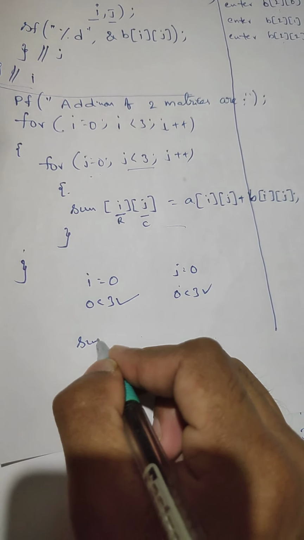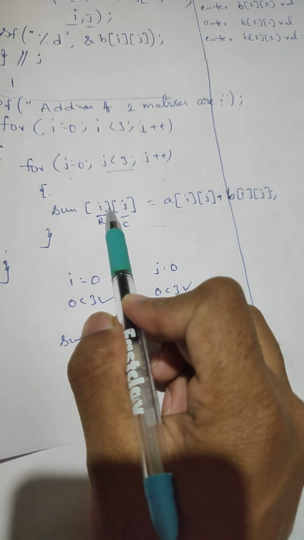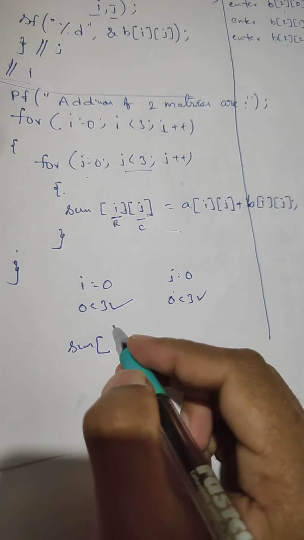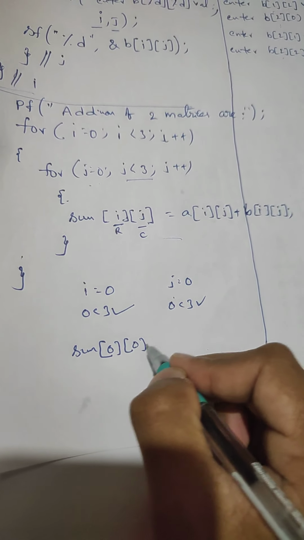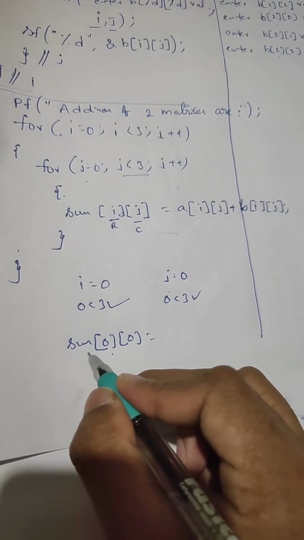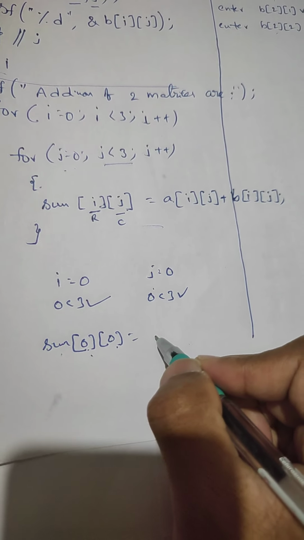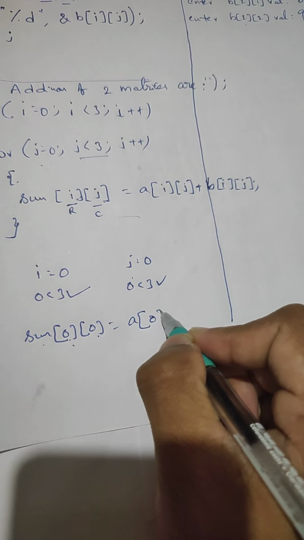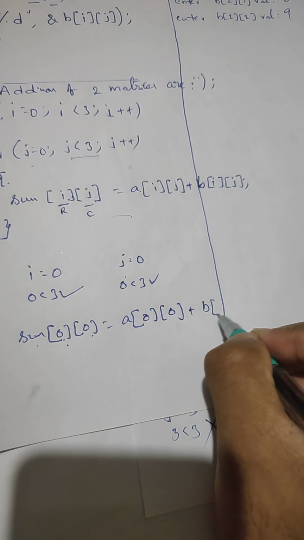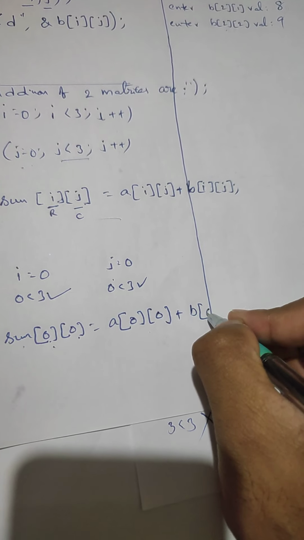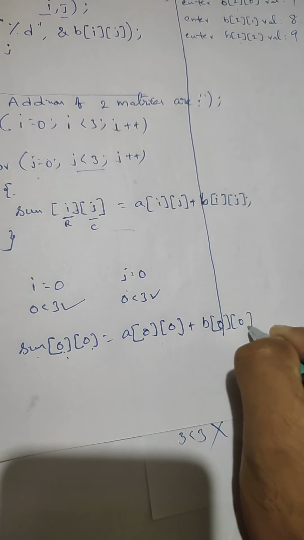So in that case, sum of i, where i belongs to rows and j belongs to columns. What is the value of i? 0. And what is the value of j? 0. So this is the resultant matrix. Sum of 0 0 is equals to a of 0 0 plus b of 0 0.